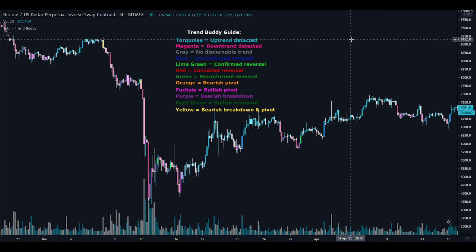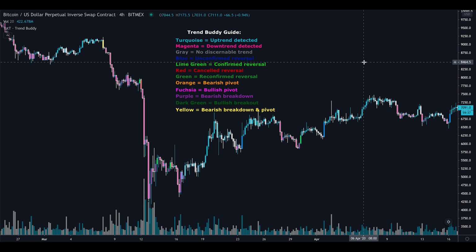Now, following an unconfirmed blue reversal candle, we have what's called a lime green colored candle, which is known as a confirmed reversal. So maybe we see the unconfirmed reversal, but we want more confirmation that the low is going to be put in and hold. Well, that's where we can look for a lime green candle to give us that indication. Hey, we have a confirmed reversal to the upside.